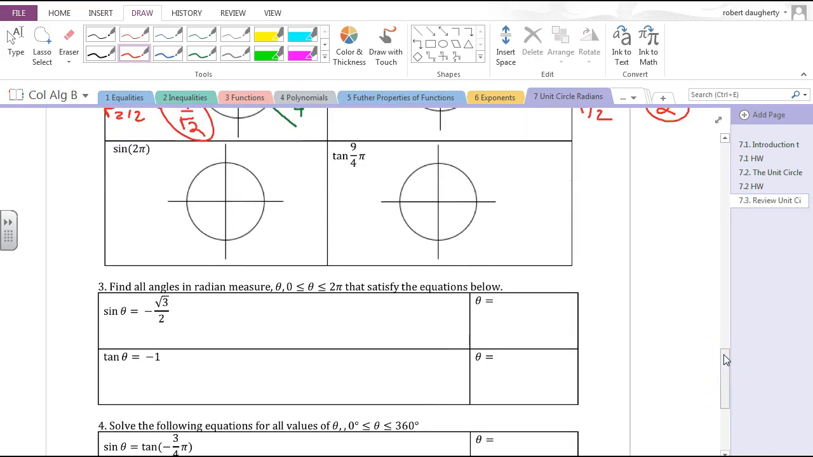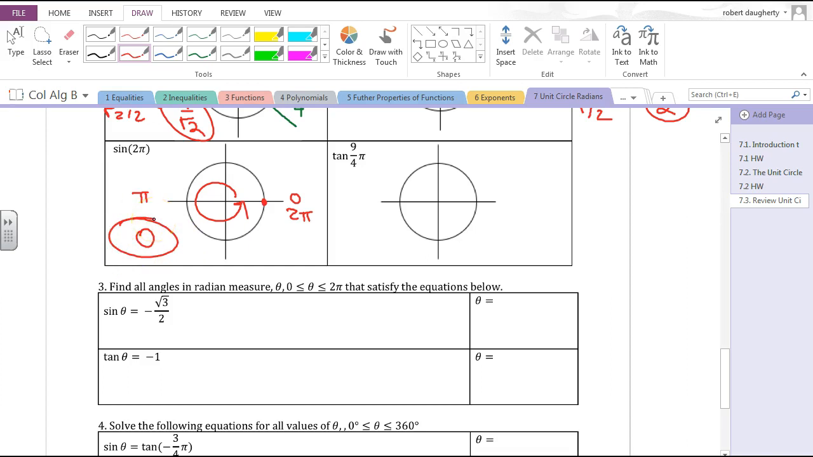Sine of 2 pi. So pretty easy. 0, pi, 2 pi. If I make that angle, what is that point on the unit circle? That's the point (1, 0). Sine is the y-coordinate. The y-coordinate there is 0. So that answer is 0.